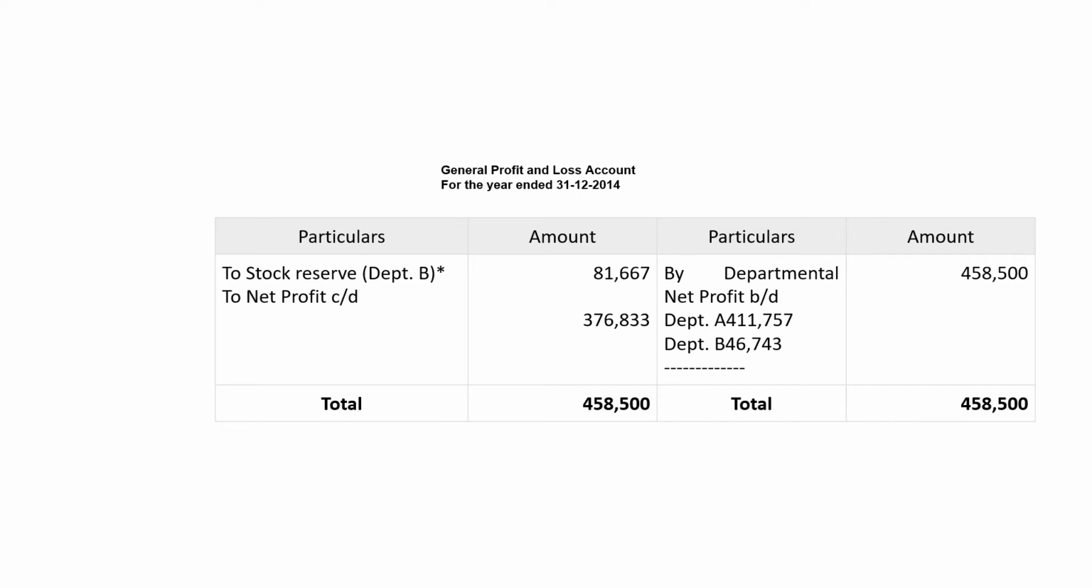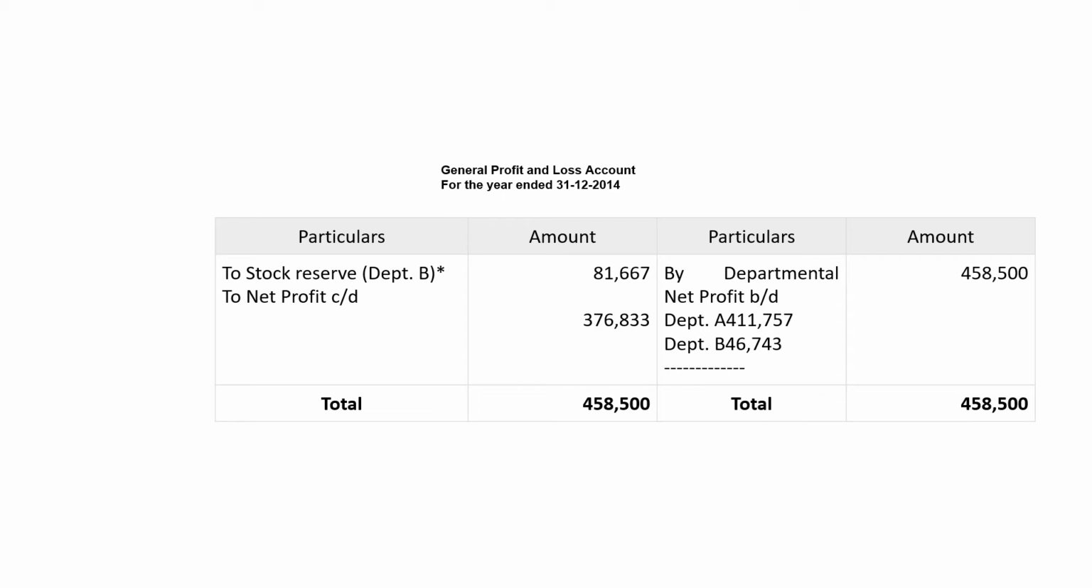Now, how have you computed this stock reserve? Let me discuss this. See, now we need to calculate the stock reserve. Now, department B has purchased from department A how much? 12,25,000. That was transferred from department A to B. So, in department B's purchases, 12,25,000 was transferred from department A.